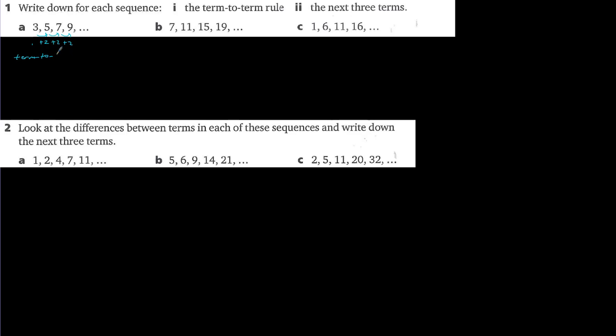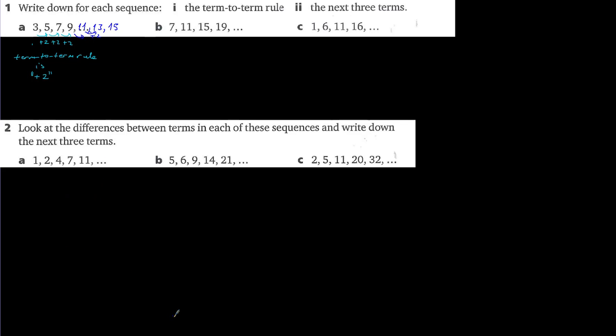From 3 to 5, the number is going to increase by 2, increase by 2, increase by 2. So the term-to-term rule is plus 2. And the next three terms, if I write them here, it's going to be plus 2 again, which is equal to 11, and the next three terms are 11, then 13, and then 15. These are all evaluated by adding 2 to the previous term.